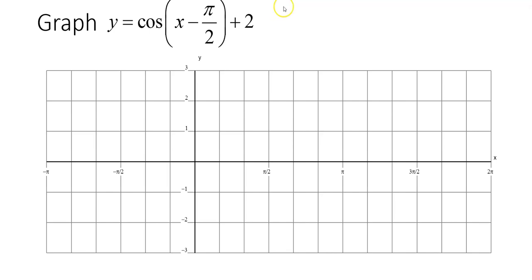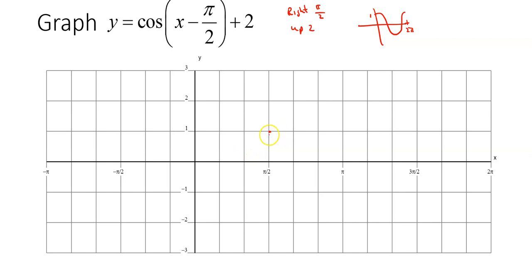What's happening to it is it's going to be shifted to the right pi over 2. So it's going to be shifted right pi over 2, and then up 2. So this isn't terribly bad, right? The original cosine function looks like this. It starts at 0, 1, and it goes up to 2 pi. So if I shift it to the right pi over 2, then instead of it starting here, it's going to start here, right? And that means that instead of it ending at 2 pi, it's going to end at 2 pi plus a little bit more.